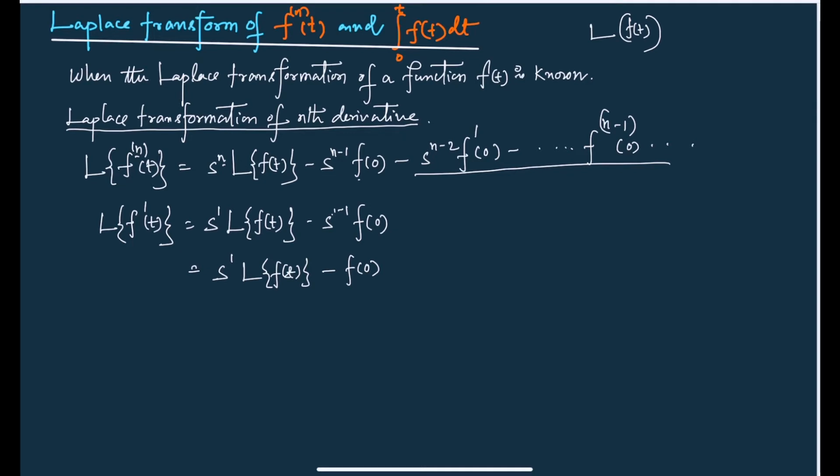Next we will go for the Laplace transformation of the second derivative of a function. For the second derivative, it is s square Laplace transformation of f of t, minus s to the power 2 minus 1 f of 0, minus s to the power 2 minus 2 f prime of 0. And the next term won't be there because 2 minus 2 is already 0. The next term would be 2 minus 3, which is not possible, so we can stop at 2 minus 2.